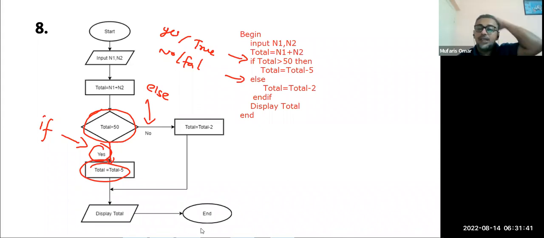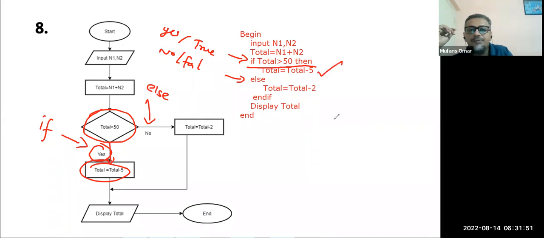Is this clear? The important part here is the if condition. If the condition is true, you do this one. If the condition is false, you do this one. We don't say yes, no here. So you have if else. And look at the indentation. So you can check your answers.